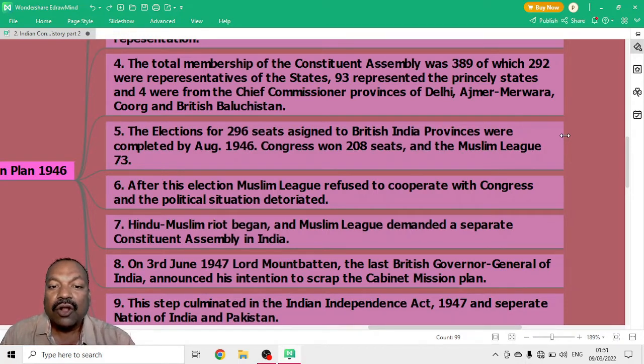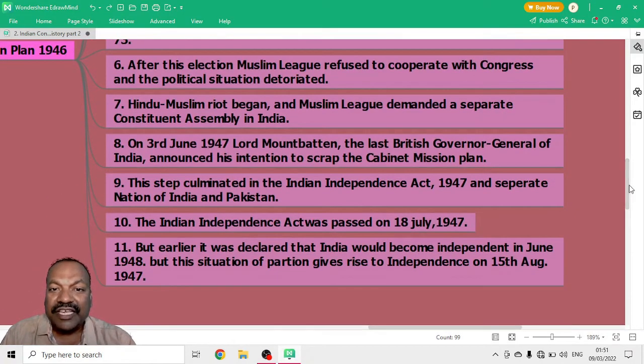During this election, Congress won 208 seats and the Muslim League 73. After this election, the Muslim League refused to cooperate with the Congress, and the political situation deteriorated. Due to this situation, Hindu-Muslim riots began and the Muslim League demanded a separate constituent assembly in India.